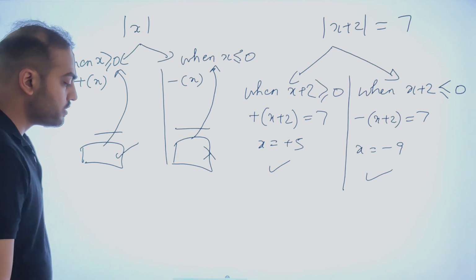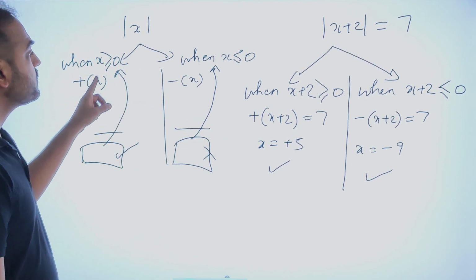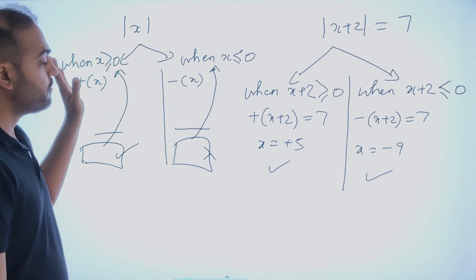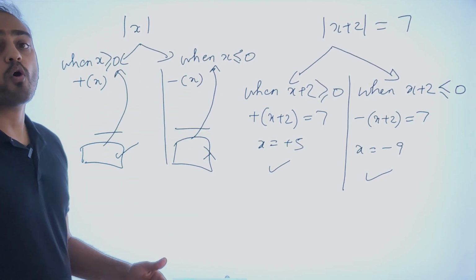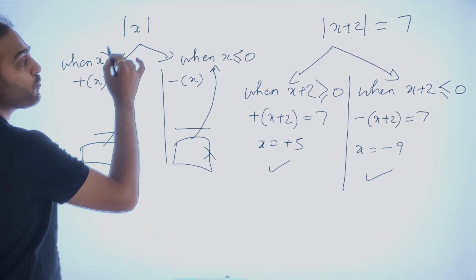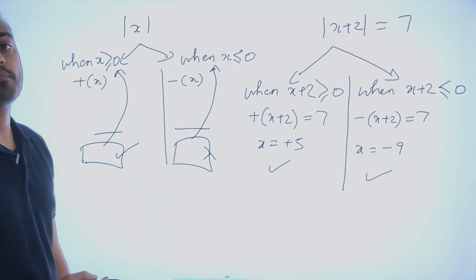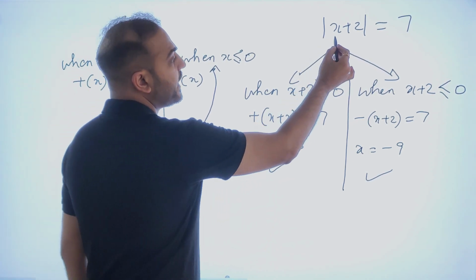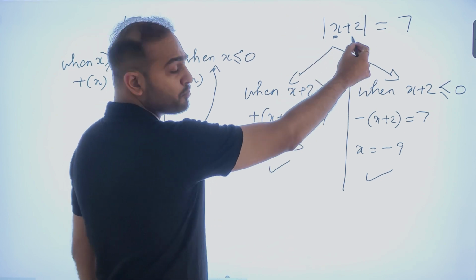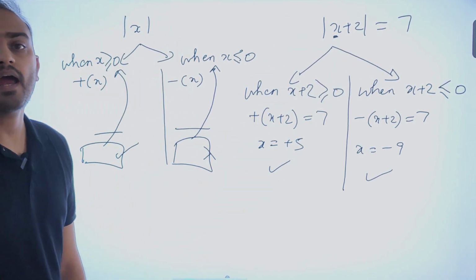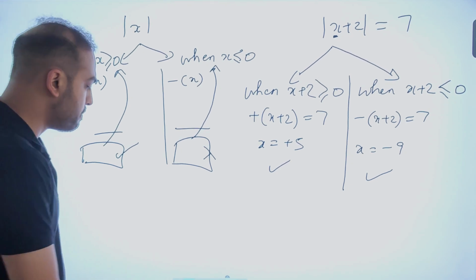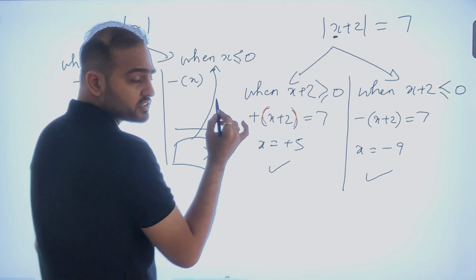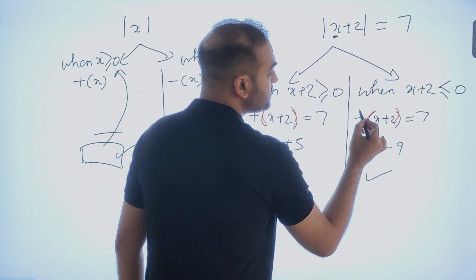Remember, super important point: break the modulus into two parts. Break it into two parts, one with a plus sign, one with a minus sign. Now what is plus, what is minus? The entire modulus becomes plus or the entire modulus becomes minus. Don't just write x as plus minus. This entire modulus is replaced with a plus sign and the entire modulus is replaced with a minus sign.